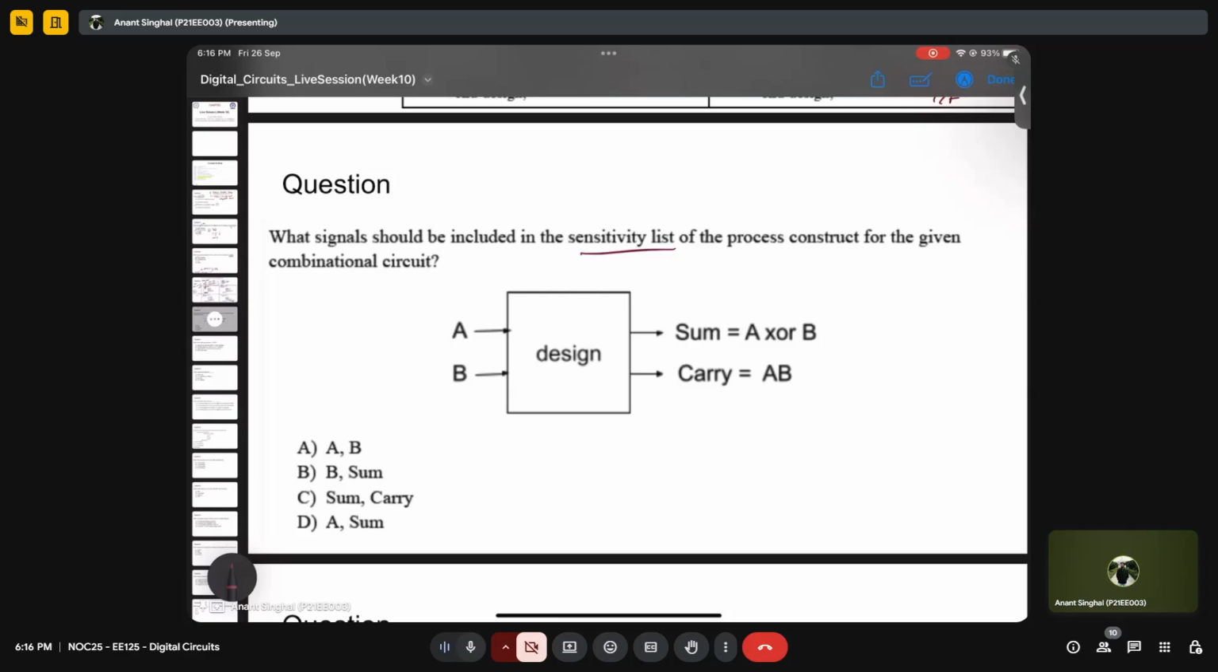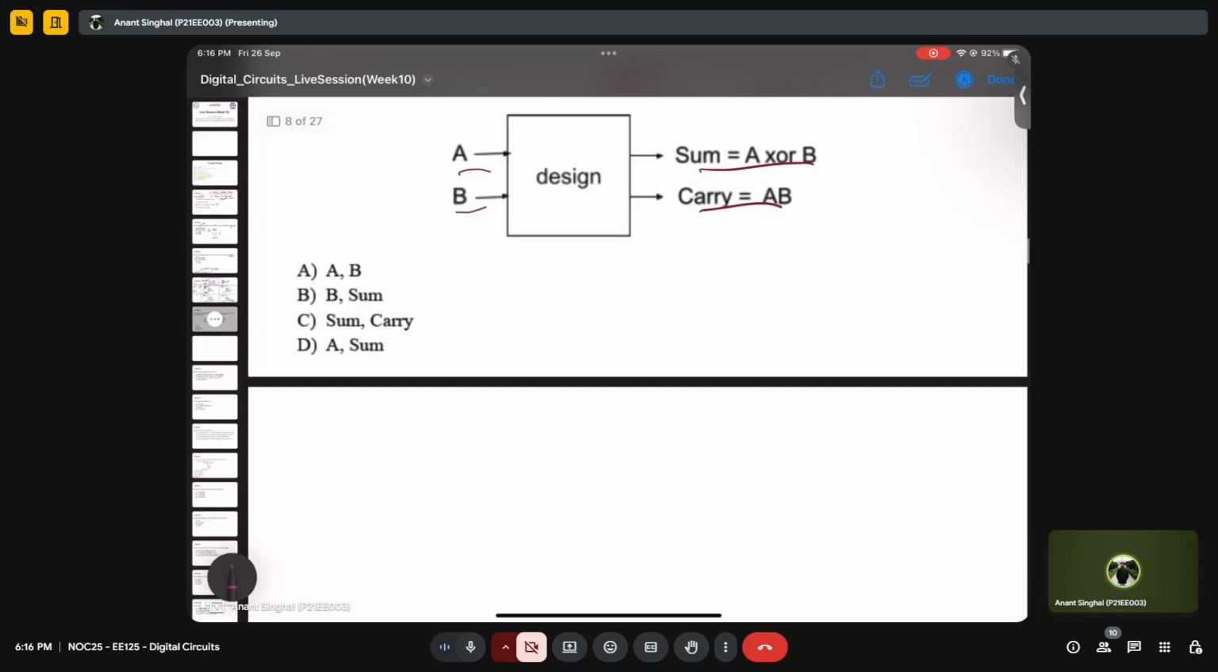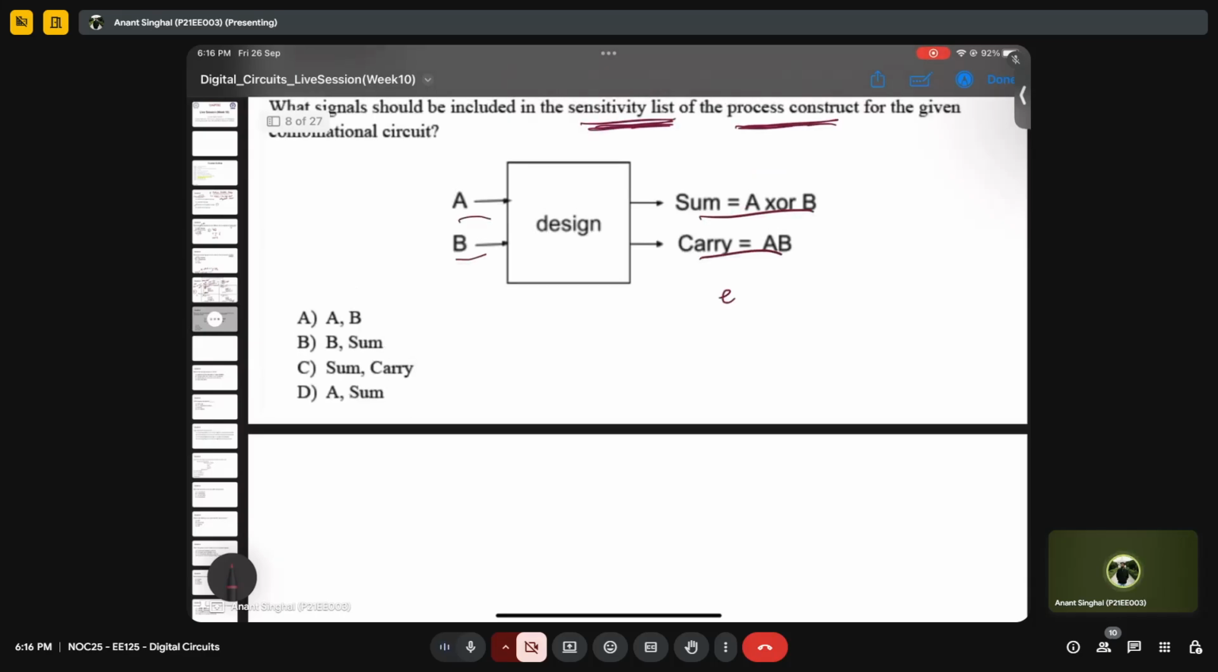Okay, fine. So it asks what signal should be included in the sensitivity list of the process construct for a given combinational circuit. As we have just seen, this circuit can have a VHDL code. There is one thing called an entity that we have already defined in the previous problem also. So if I try to write, let's say this will be the design. I'm calling this half adder, for example.